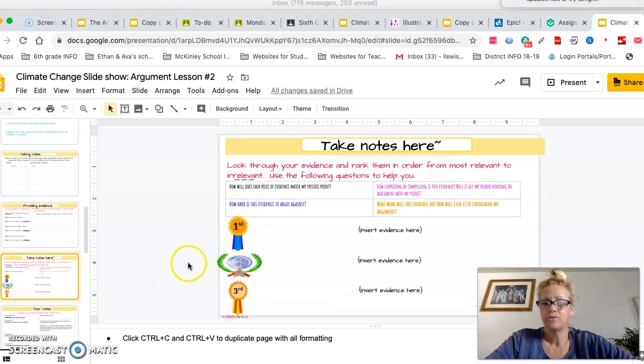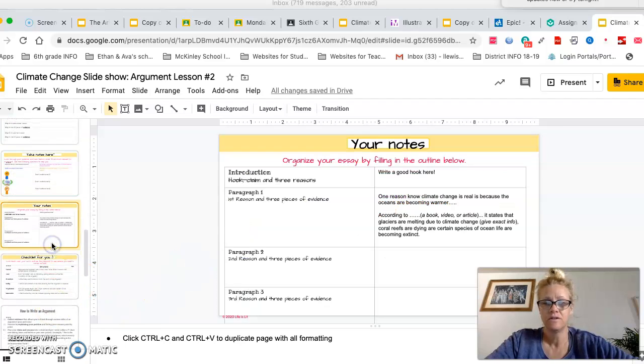Again, more notes. Look through your evidence. Include more articles, more evidence. These are for you. Now, this is for you to organize your thoughts. Right now, all I'm asking you to do by Friday is to have a good introduction and paragraph. So you can take notes right here in that. And if you want to keep going, keep going.